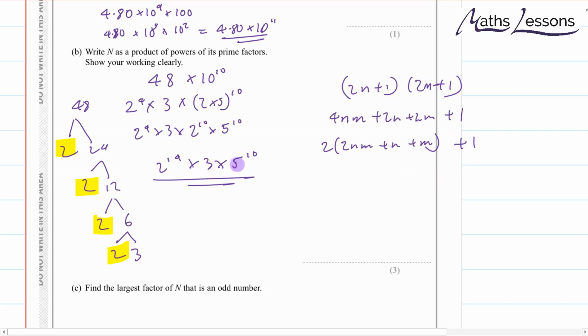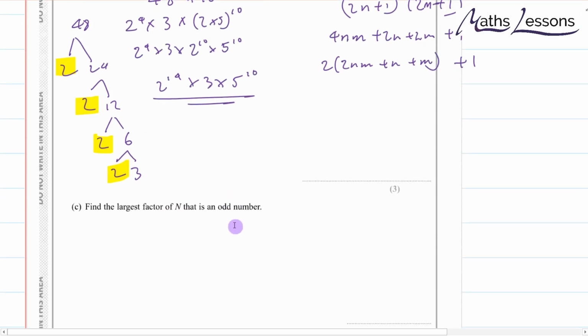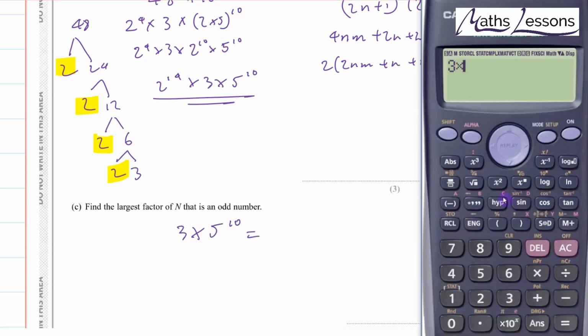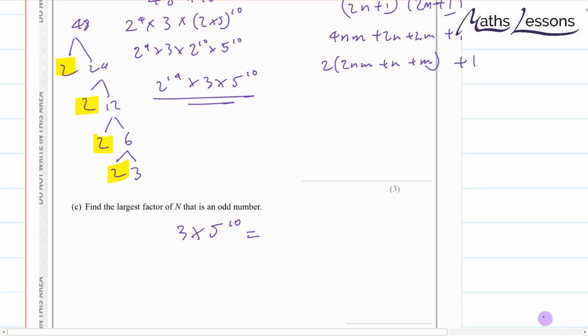So therefore, we can times all the odd numbers together to get our largest factor of n. What we do is 3, which is odd, times 5 to the 10. They're all odd numbers, to get our largest factor that's an odd number. Grab your calculator. So 3 times 5 to the power of 10 equals, and you write down that answer, 29296875. Okay, and that's how you do that one.